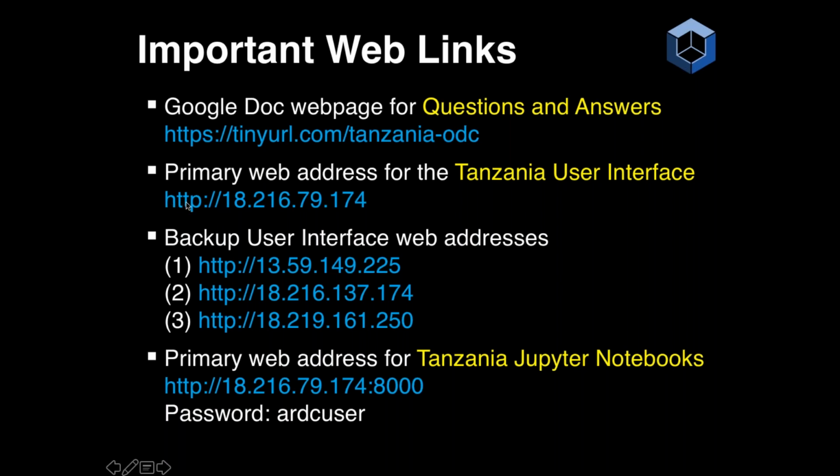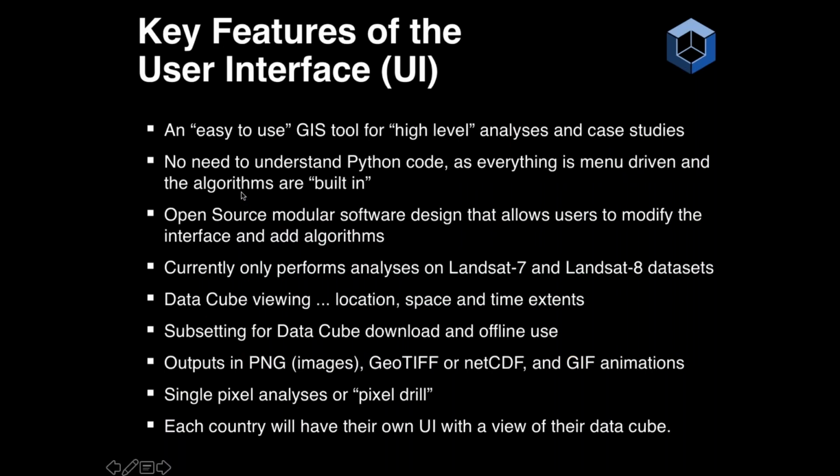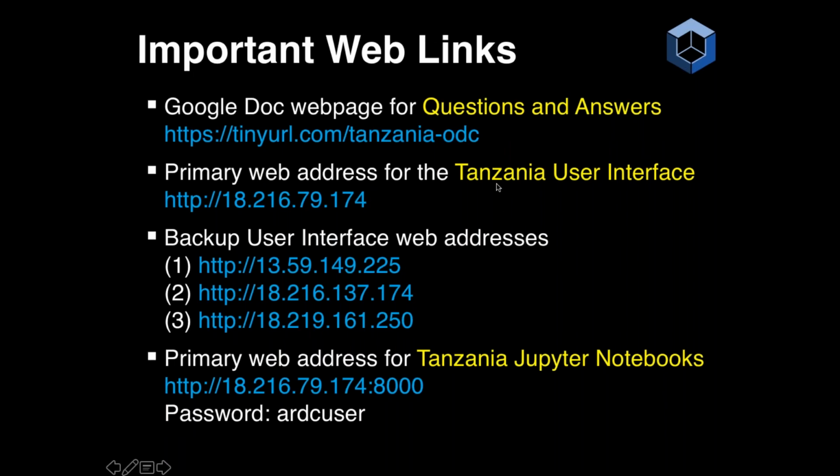So this is the one we're going to focus on now. Oh, can we go back? Is the Tanzania user interface 18, 216, 79, 174. I'm going to show you a demonstration of how to do that, but we'll come back to this page at the end of our session here today, so that you have this, because I'm going to want you to try to test a few things between now and when we get back tomorrow at the same time. And then the bottom one is the Jupyter Notebooks.